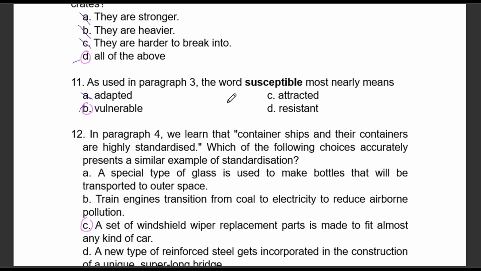Let's see why the others don't work. A. Adapted means changed to fit different conditions, and that doesn't really mean at risk. C. Attracted doesn't fit the idea of being exposed to danger. D. Resistant is actually the opposite of susceptible.